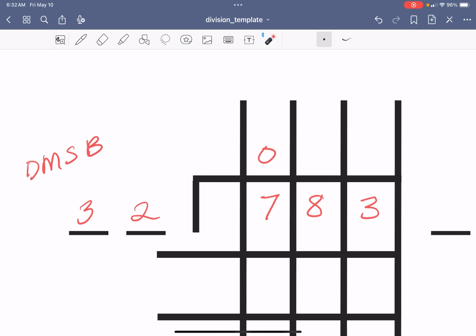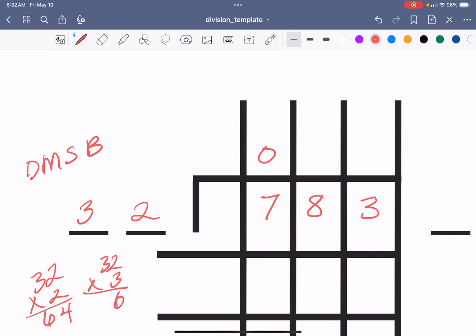Now we have to do our estimating. So 32 times 1 is 32. 32 times 2 is 64. 32 times 3 is 96. So 32 times 3 is too big, so we're going to use 32 times 2. I'm going to put a 2 here. So we divided. Now we have to multiply. So 2 times 32 is 64. Now we have to subtract.